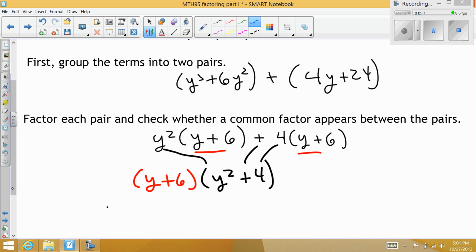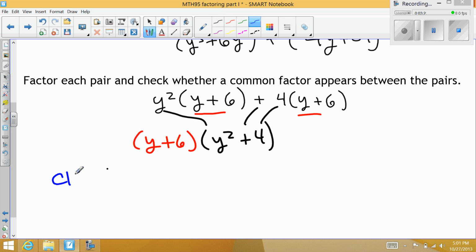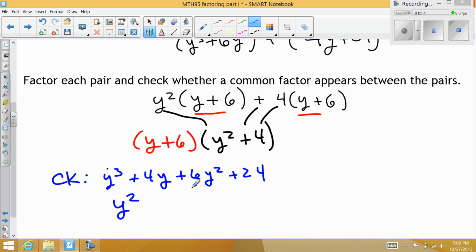And probably worth doing a check here. So taking the check, because it's a binomial times a binomial, we have to FOIL it out. First, y times y squared would give us y cubed. Outside, y times 4 is 4y. Inside, we have 6 times y squared for 6y squared. And then taking the last term, 6 times 4 is 24. And then if we change the order around, swapping these two middle terms here, we have y cubed plus 6y squared plus 4y plus 24, which is what we started with.